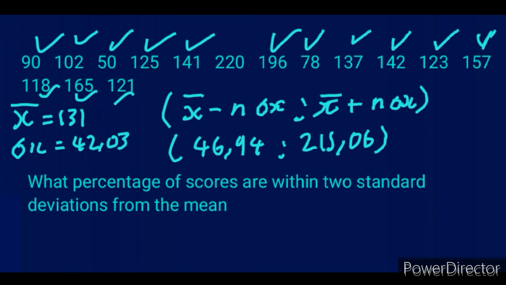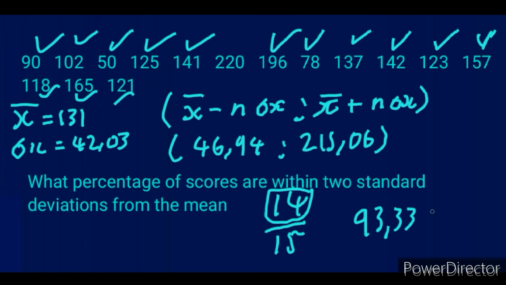So the number of scores, before we get to the percentage, first let's determine the number of scores. The number of scores that are within 2 standard deviations is 14. To find the percentage of scores, we divide this number by the total number of scores. In other words, it's 14 over 15. 14 over 15 times 100 gives us 93.33. That's the percentage of scores that are within 2 standard deviations from the mean.